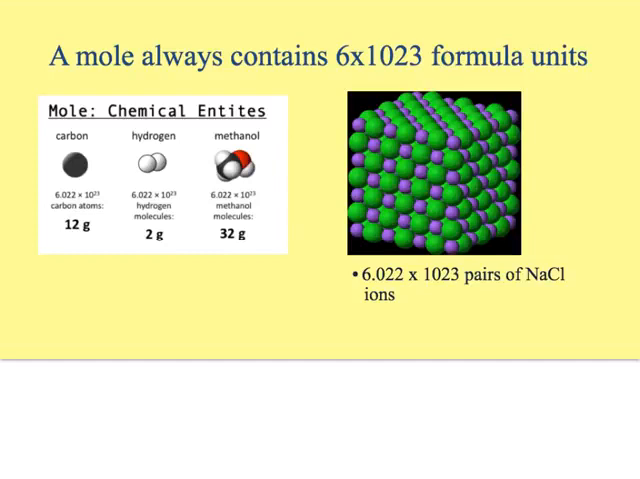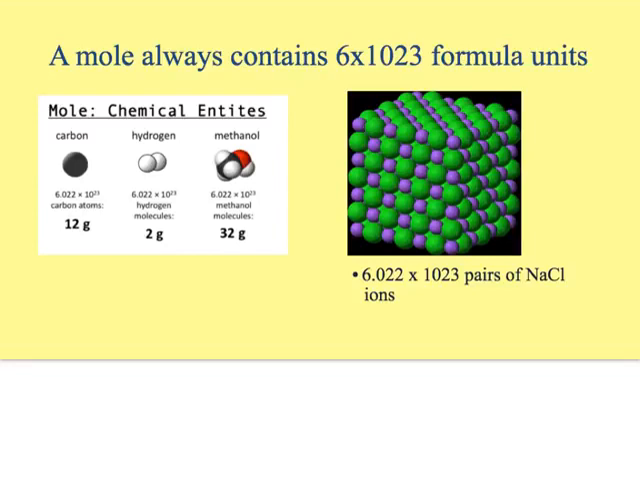Here we go, going over one more time, okay? So a mole of carbon atoms has 6 times 10 to the 23 carbon atoms and it weighs 12 grams. A mole of hydrogen molecules contains 6 times 10 to the 23 hydrogen molecules and it weighs 2 grams because each hydrogen atom, okay, weighs 1. So 1 plus 1 is 2.